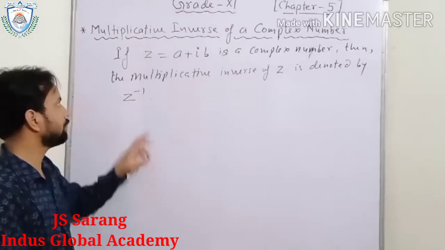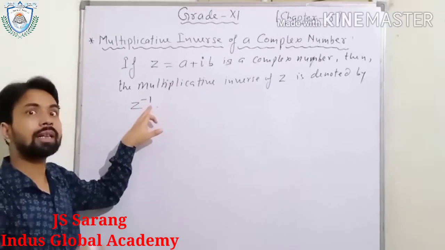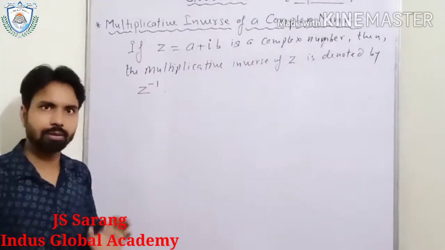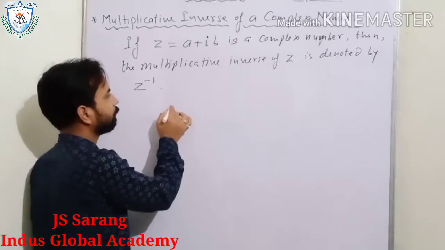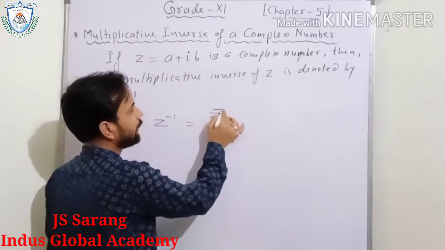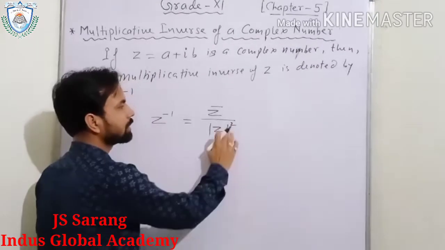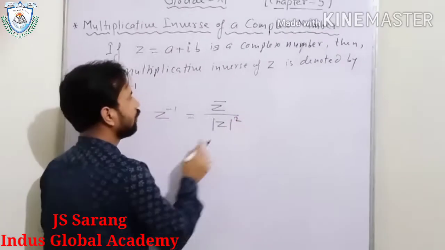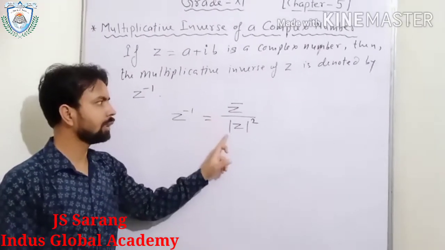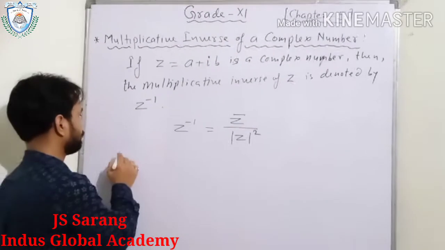Because z inverse means z to the power minus 1, but we will not read it as z to the power minus 1. This is z inverse. Understood? And the formula for finding z inverse is conjugate of z divided by square of the modulus of z.